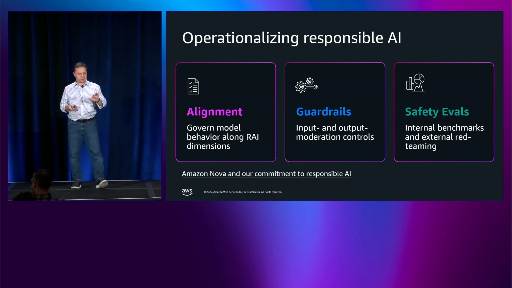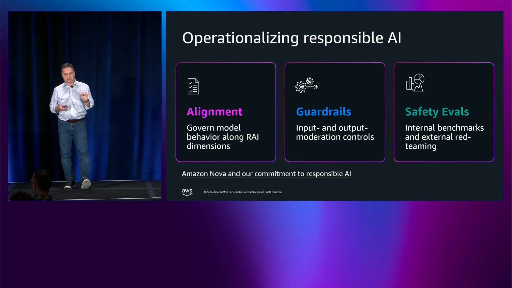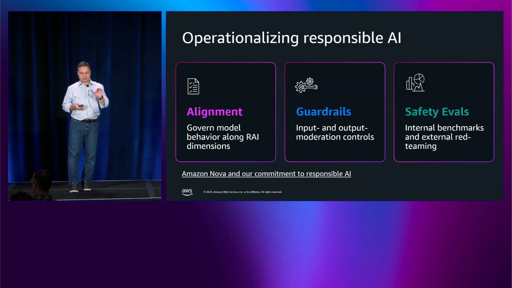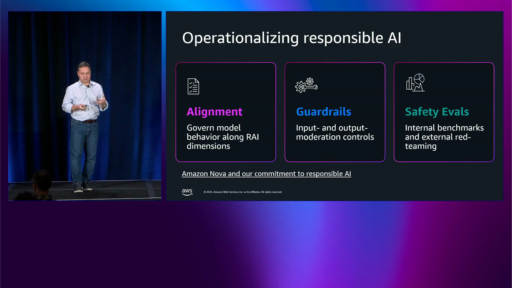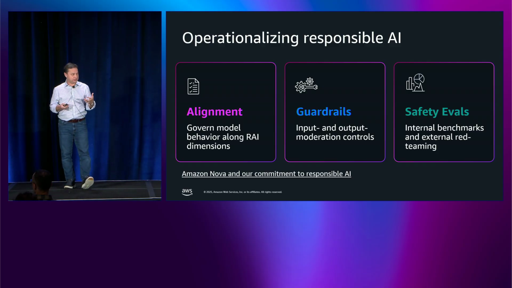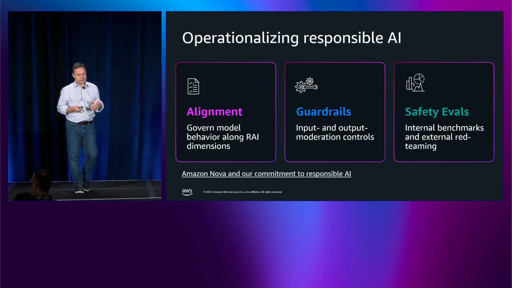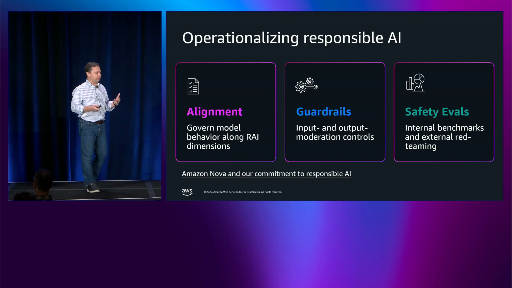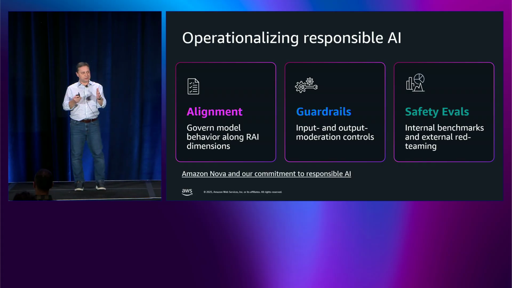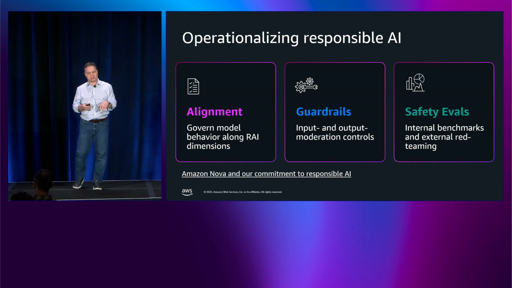So there's really 3 components. There's alignment, and notice it's the same word that Veda used when she talked about the capabilities of customization. This refers to the fact that the models are trained to respond in a certain way. So we use supervised fine-tuning, or SFT, which is one of the methods Veda talked about, and RLHF, or reinforcement learning with human feedback, to align the models and to make sure that they're designed in such a way that they respond in ways that are consistent with those 8 dimensions that I mentioned.